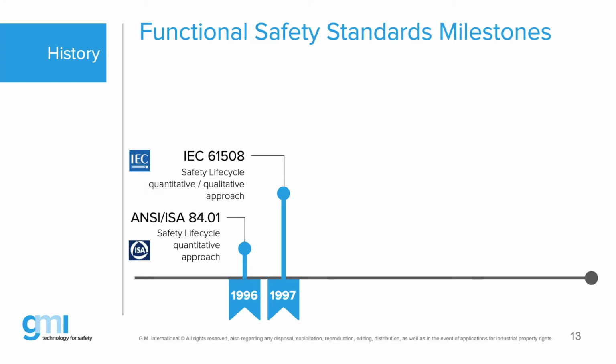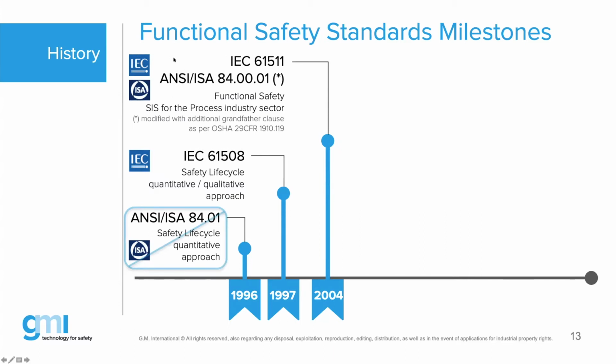And everyone in the industry knows that this specific standard 61508 was mainly for the manufacturers, not so much for the practical applications by the end users. So for the end users, in 2004 we had the IEC 61511 edition 1 coming out. And that standard, edition 1, was adopted by the ANSI ISA 84.01.